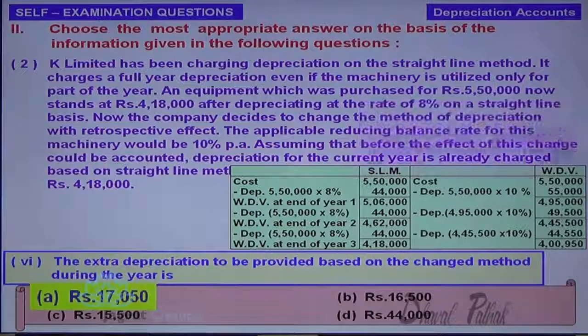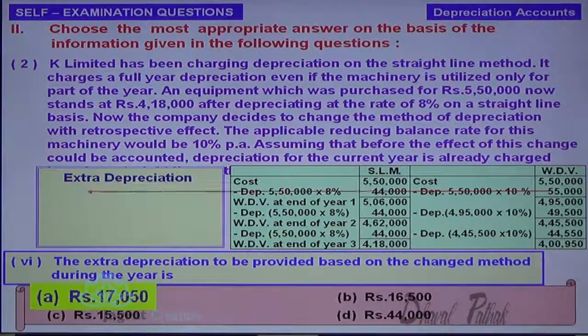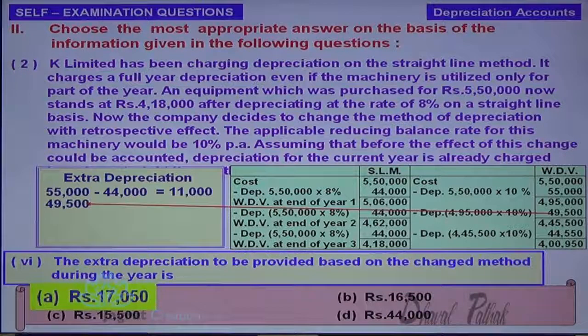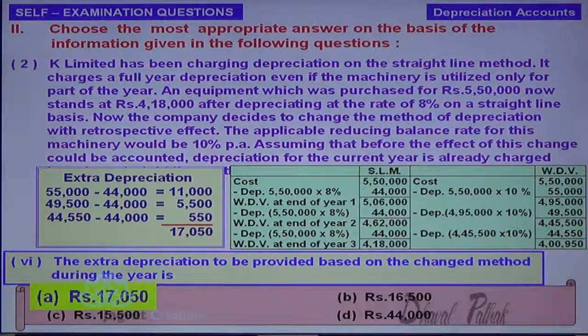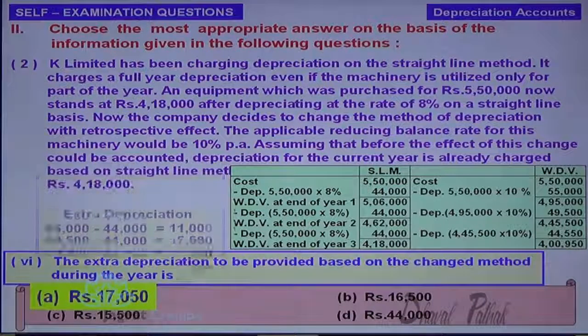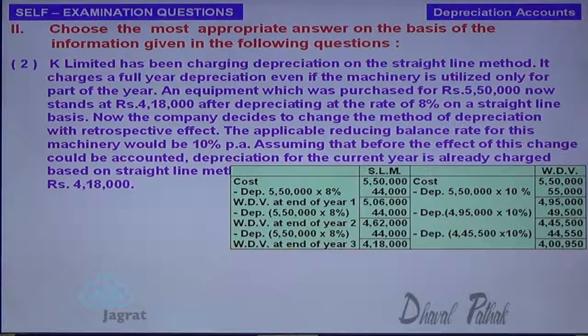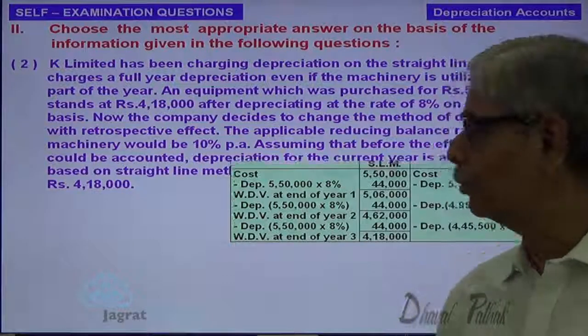You can work out the same answer differently. 55,000 minus 44,000. 49,500 minus 44,000. 44,550 minus 44,000. The total works out to be 17,050. So this is the extra depreciation to be provided based on change in the method of depreciation. This is how this sum has been explained so far.